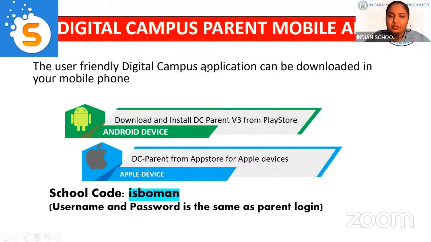Whether you are using an Android device or an Apple device, in both cases the applications are available. It's really user-friendly, and you can download and install DC Parent V3 from the Play Store for Android devices. For Apple devices, you can download it from the App Store, and the application name is DC Parent. In both cases, the school code will remain the same, ISP Oman.